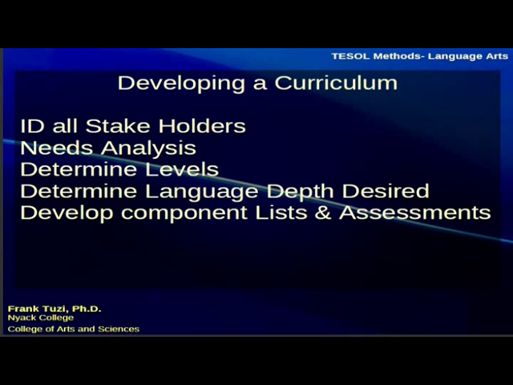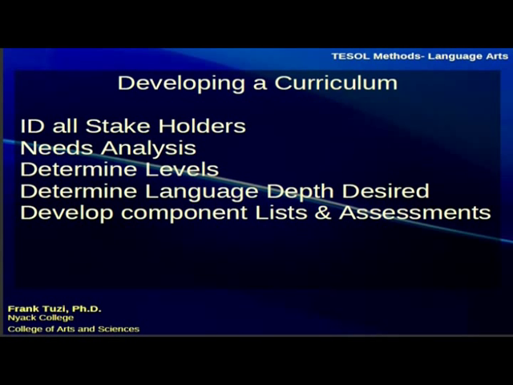Of course, you need the next element here, the language depth. How much language do you want them to know? So, for example, a typical student who wants to go to college needs to know, I don't know, 4,000 or 5,000 words. The typical ESL materials don't normally go beyond 3,000. So you've got to determine what those language desires are and then provide materials for it.